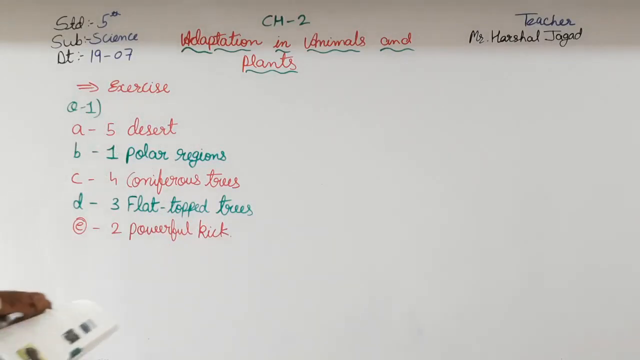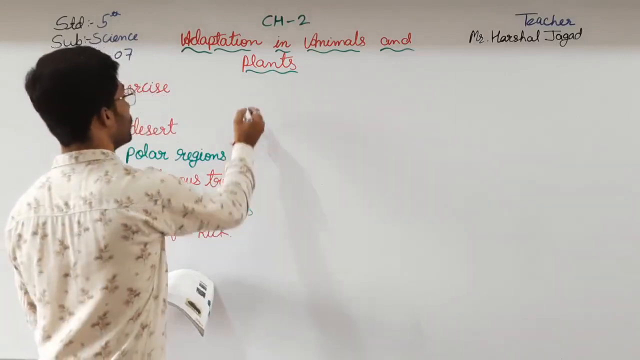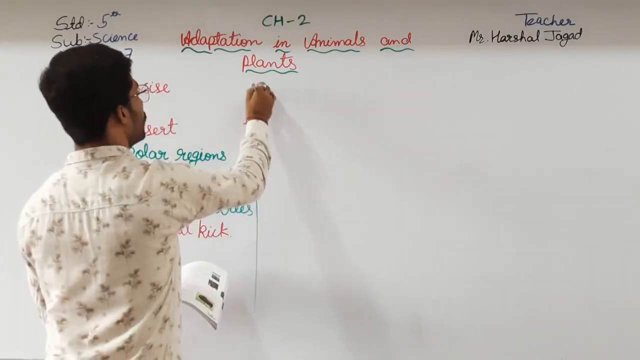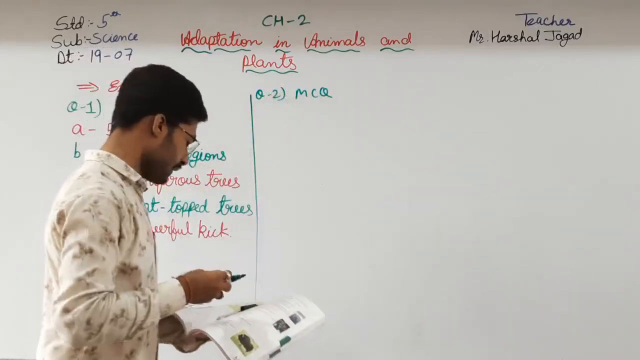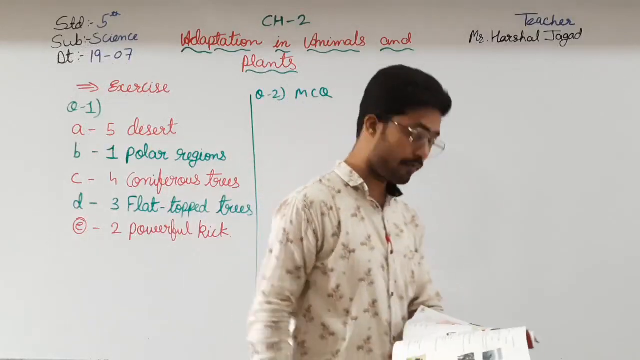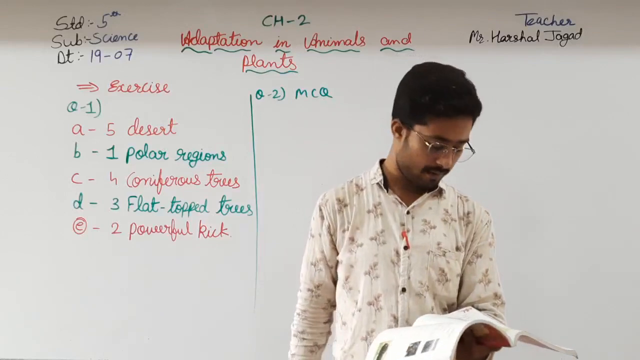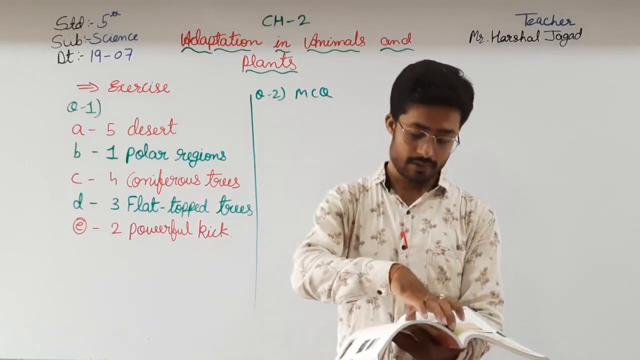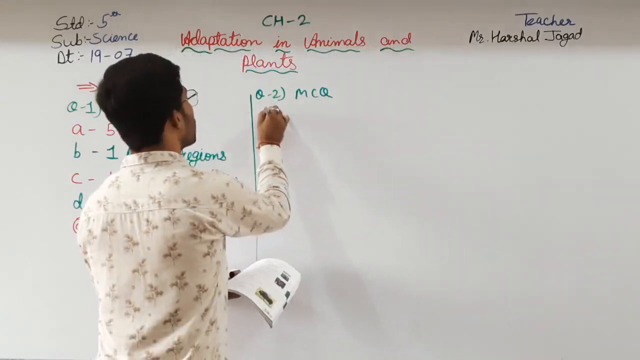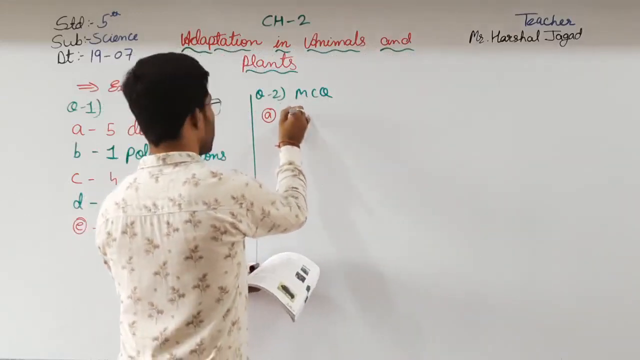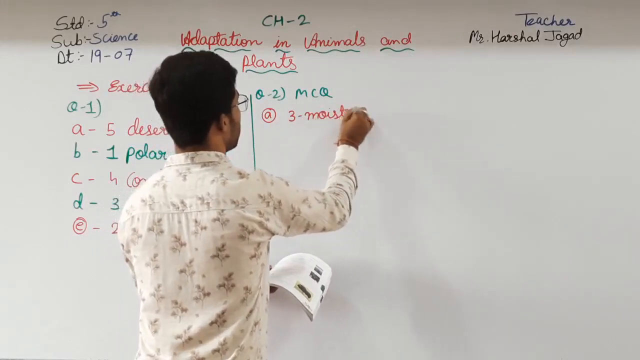Now I am just writing the question number 2, that is MCQ, answers over this side. A frog uses its dash to breathe under water, that is scales, lungs or moist skin. So in the A, it will be 3, moist skin.